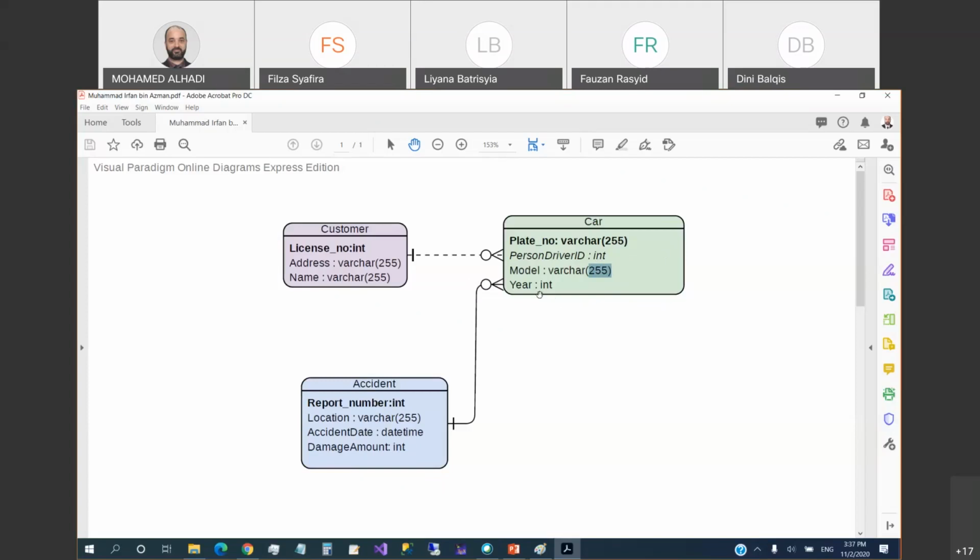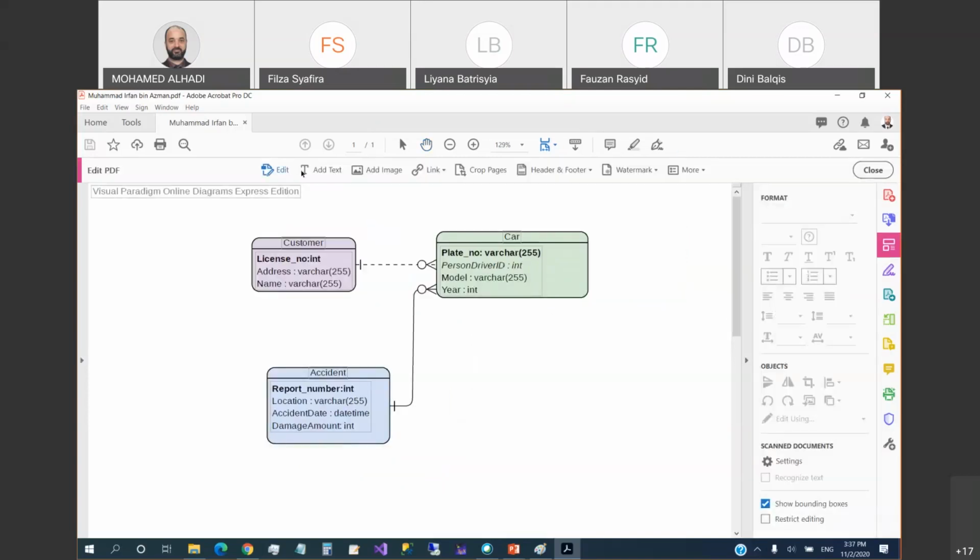Then after that, we have the year, which is integer, and also here for the accident, we have report number, location, accident date, then damage amount. But here we have something missed. The accident should involve a car, right? Should involve a car here. So add text here.